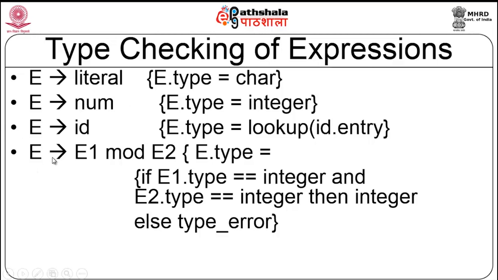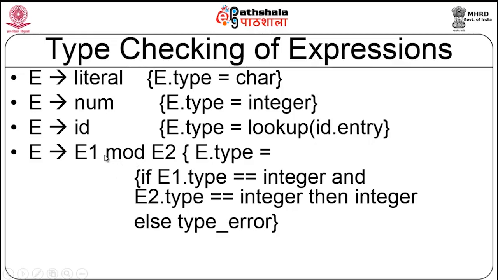The next one is E produces E1 mod E2. Now I have to assign the type for E, the left hand side E. So I am renaming this as E1 and E2 because I just want to differentiate this E from this E and vice versa. According to the production, it will be simply E produces E mod E, but to differentiate which E I am referring to, I use the suffix 1 and 2 respectively. Now what do I do here? It's a mod operator.